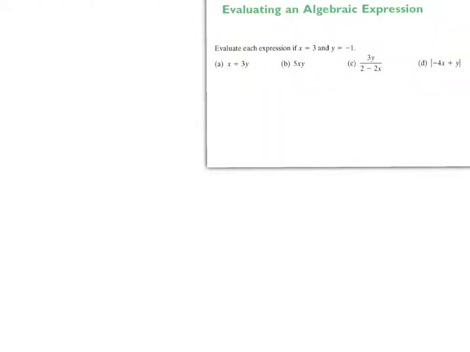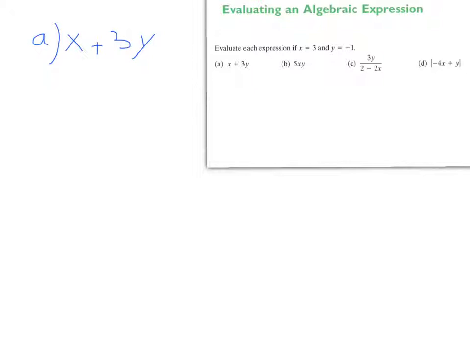All right, so let's talk about evaluating an algebraic expression. We're going to take this problem here: evaluate each expression if x equals 3 and y equals -1. Now here we have a, x plus 3y.